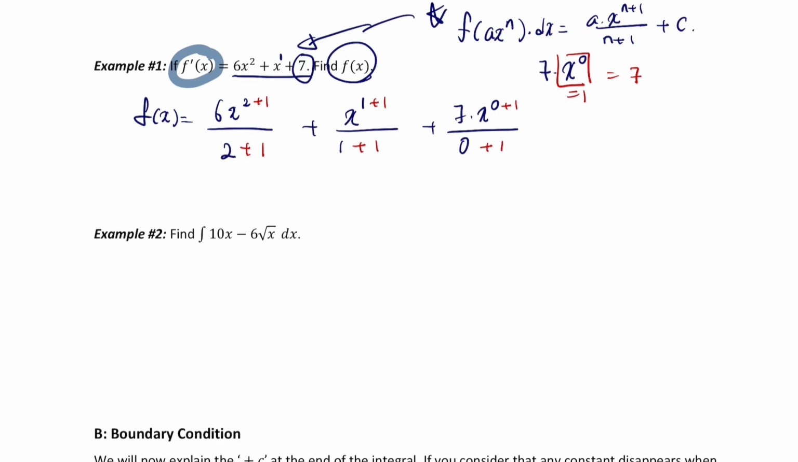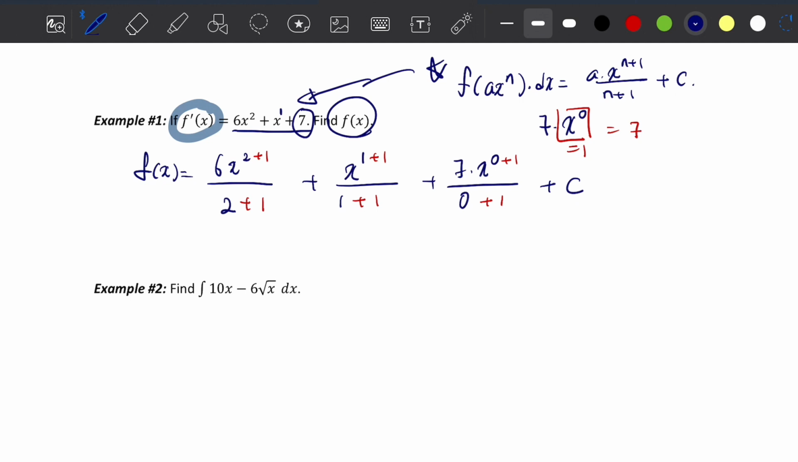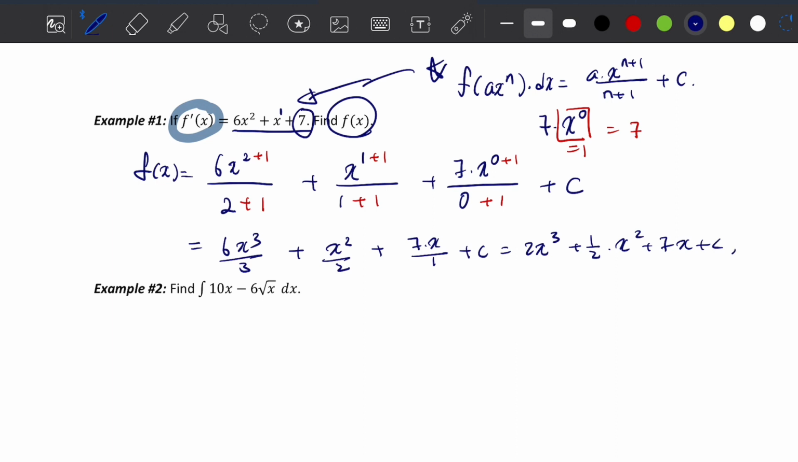And we finally have to add our constant. Then it is equal to 6x to the power of 3 over 3 plus x to the power of 2 over 2 plus 7 times x over 1 plus c, and it is equal to 2x cubed plus 1 over 2 times x squared plus 7x plus c. Then let's try example number 2.